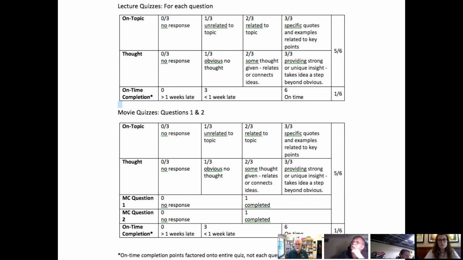This will be posted up on the Moodle website so you can look at it. Any questions on how we're going to be evaluating these quizzes? In lean parlance, this is what we call operationalizing a measure.